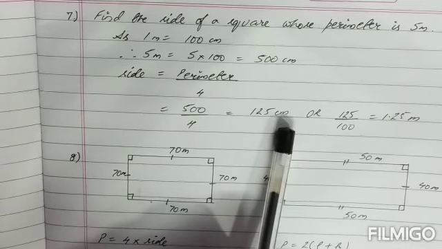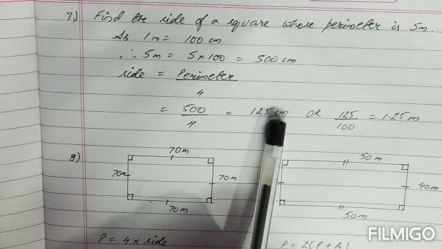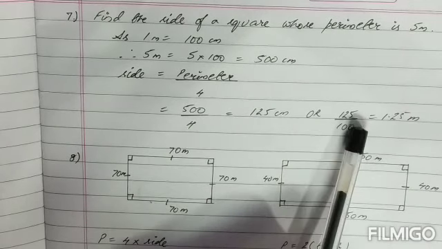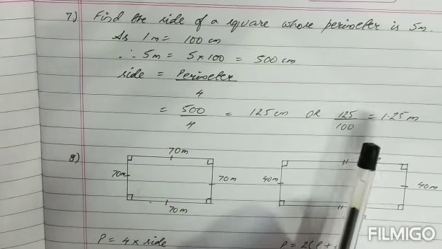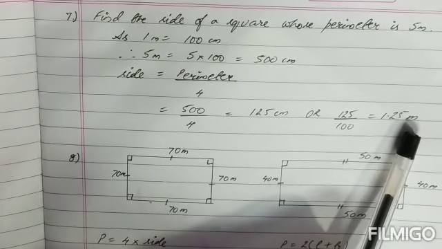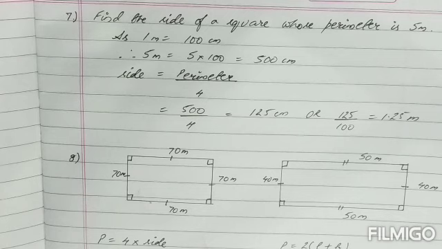Now in centimeters, if you want to write the answer, it is 125. Or if you want to keep it in meters, children, you can divide it by 100 to get the answer in meters. That is 1.25 meters. So this is how you do the 7th one.